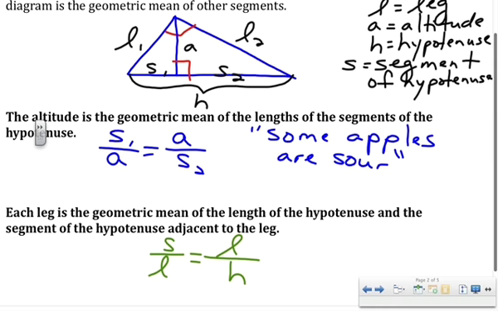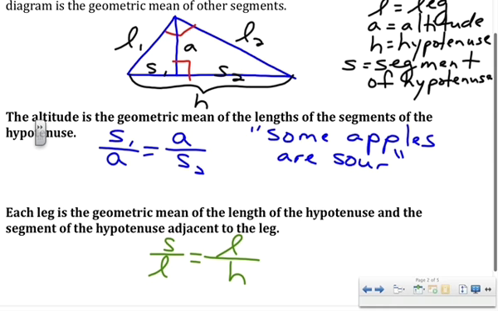Okay? Yes, sir? If you put the legs where the X and H are, if these were L's and this is where the S and the H are, you'd end up with the same answer in the end. It just wouldn't look like a geometric mean.